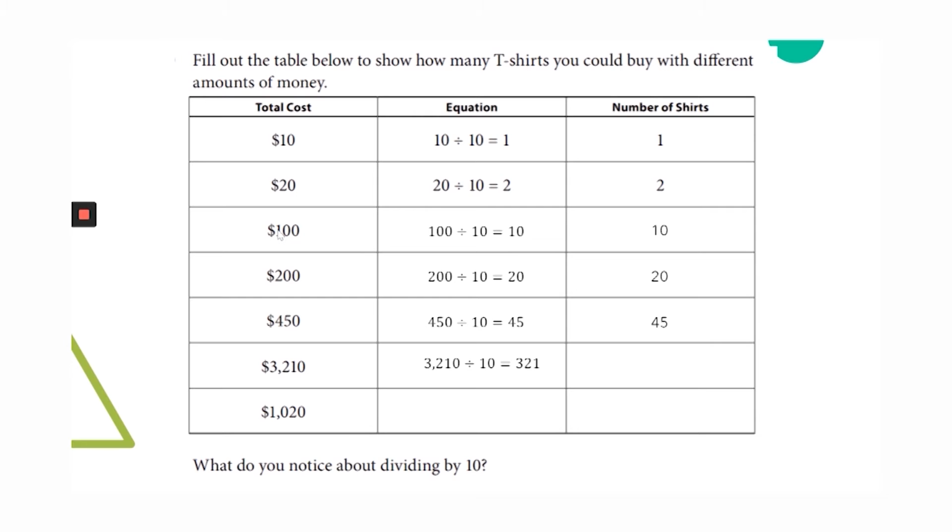All right, you should have 3,210 divided by 10 equals 321. You could buy 321 t-shirts. Final one, 1,020. You have $1,020. How are you going to solve this one? Go ahead. Okay, that's 1,020 divided by 10 equals 102. You could buy 102 t-shirts.